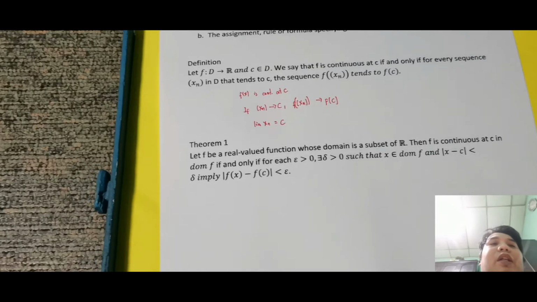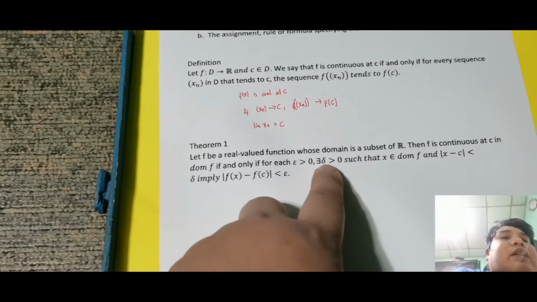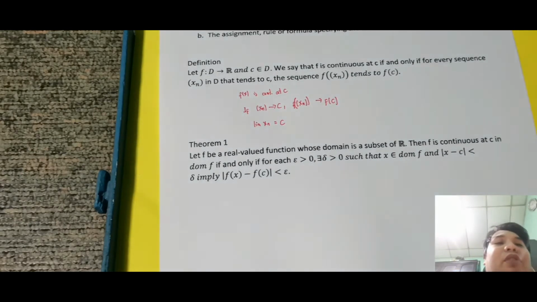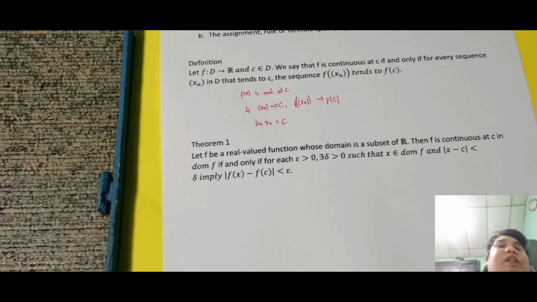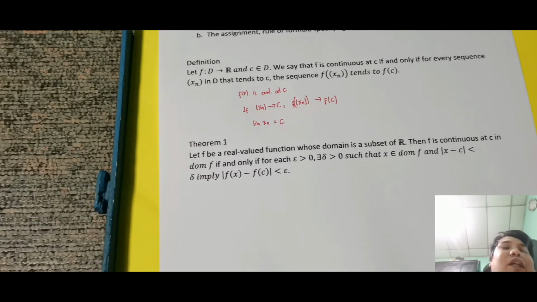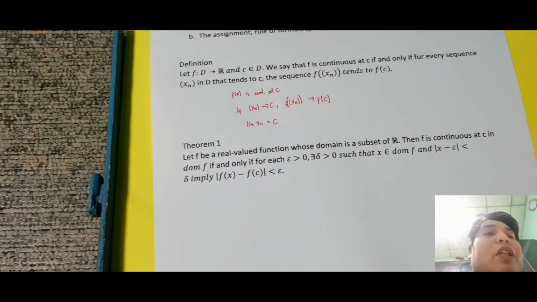Okay, so theorem 1, let f be a real valued function whose domain is a subset of R. Then f is continuous at c in domain of f if and only if for every epsilon greater than 0 there exists delta greater than 0 such that x element of domain of f and |x minus c| is less than delta implies |f of x minus f of c| is less than epsilon. Okay, so yun lang naman na ganun na. Ito yung epsilon delta definition or epsilon delta property ng theorem 1. So, tandaan, ito yung epsilon delta property ng theorem 1.